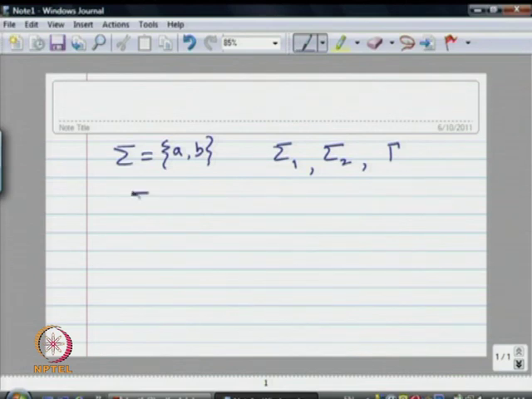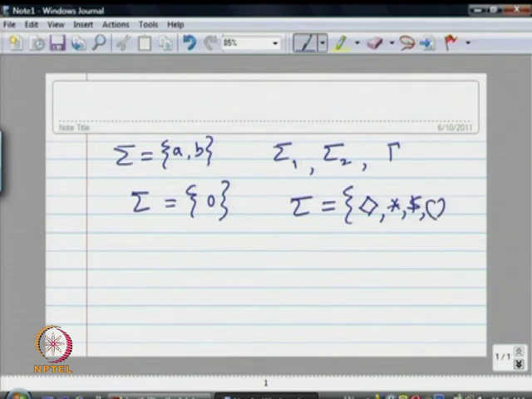Now, for example, we can have an alphabet like this, which contains only a single symbol, or we may have an alphabet like this, which contains some arbitrary symbols. Like this. So, this has four different symbols. Normally, we use the small letters from English alphabet towards the beginning, say A, B, C and so on, to denote the symbols of the alphabet, or sometimes we use the digits, say 0, 1, 2 and so on, to denote symbols.